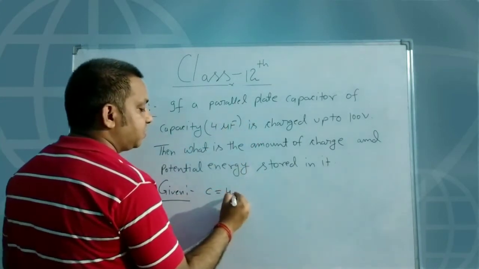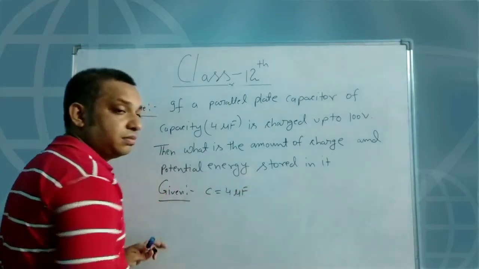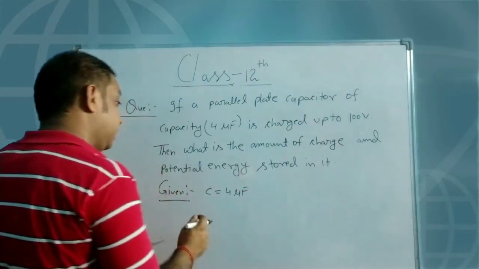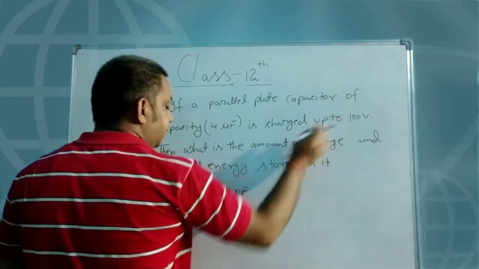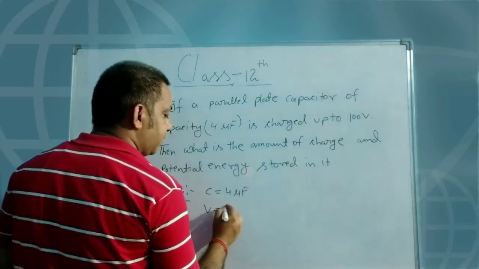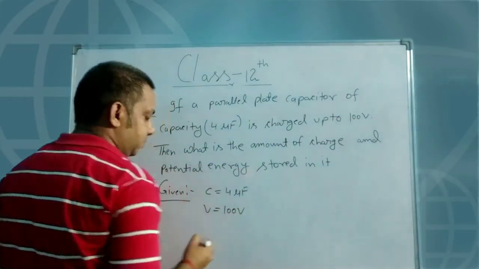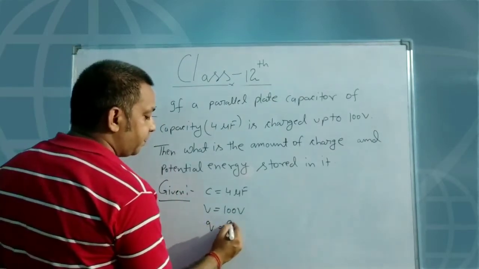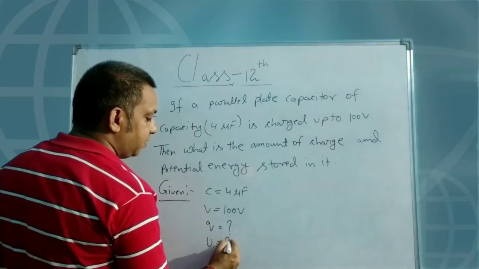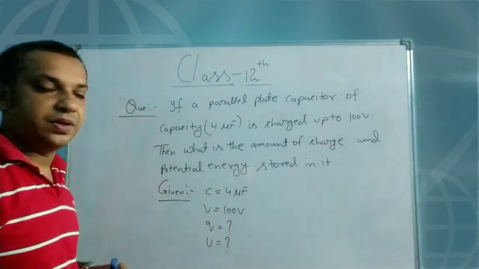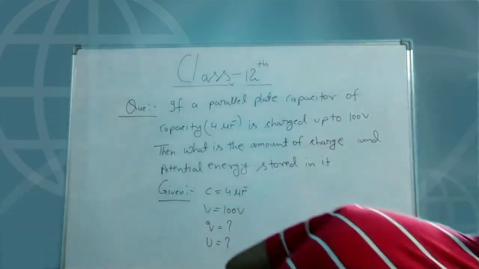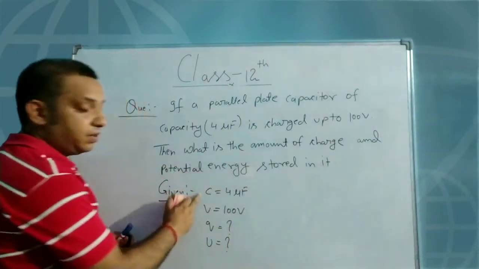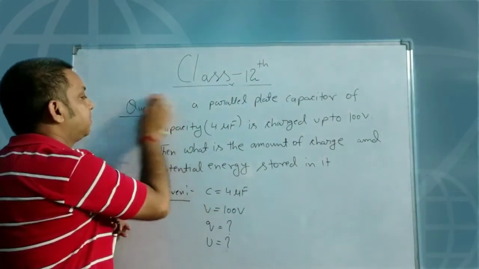What is the value? C is equal to 4 microfarad. And what is the potential difference? V is given as 100 volt. And we have to find the value of Q and the value of U. Clear? So I am erasing the question. We have already noted down the given values.